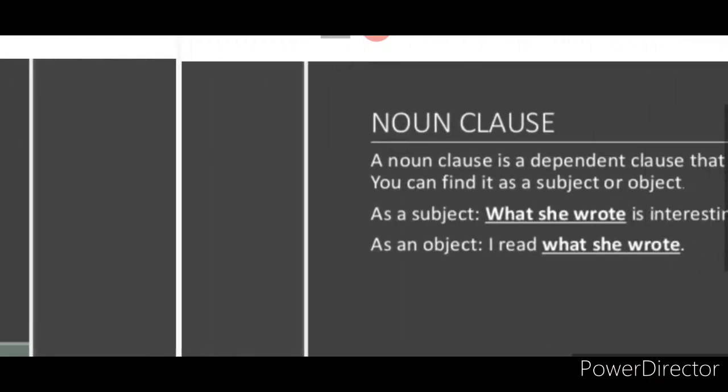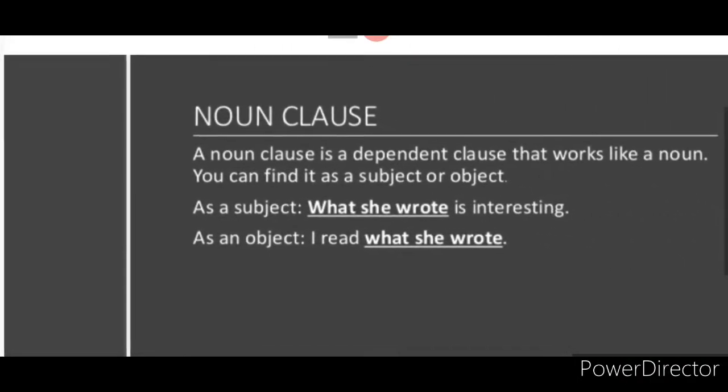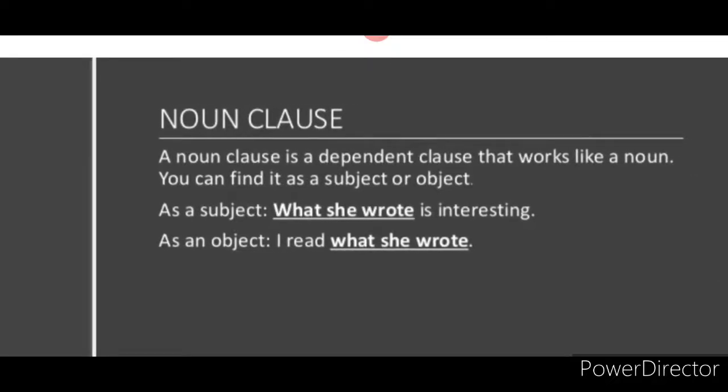What is next about the noun clause? What is noun clause? A noun clause is a dependent clause that works like a noun. Okay, now tell me what is noun. Noun is a naming word, we all know.